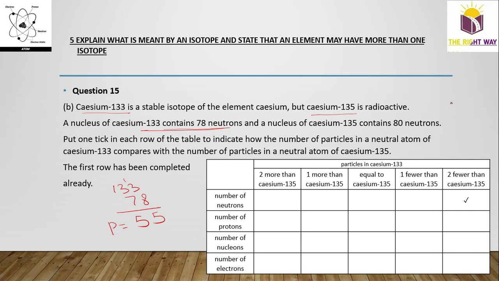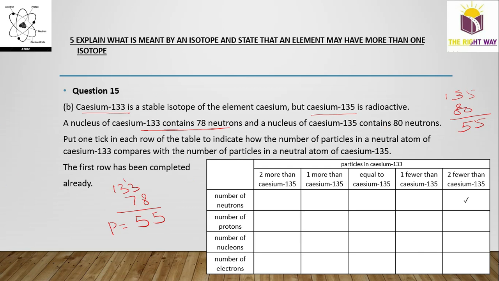Let's check. 135 minus 80 is 55, and 133 minus 78 is also 55. So these are two isotopes because they have the same proton number.